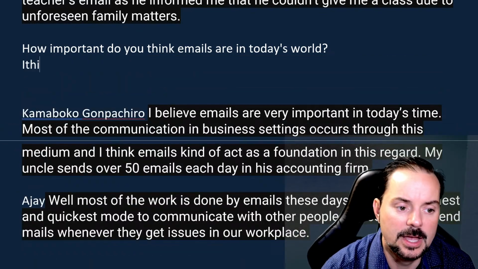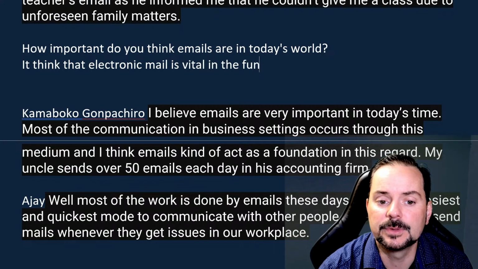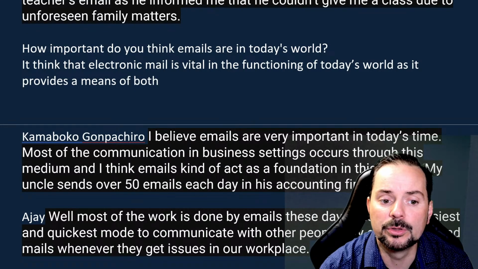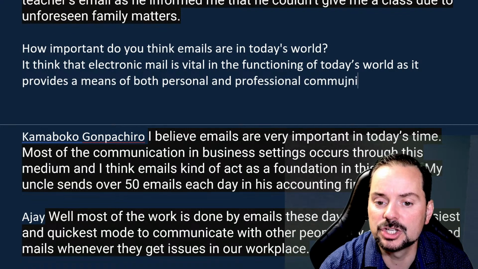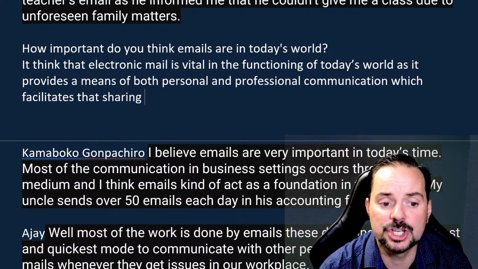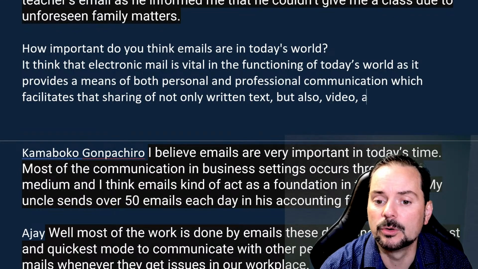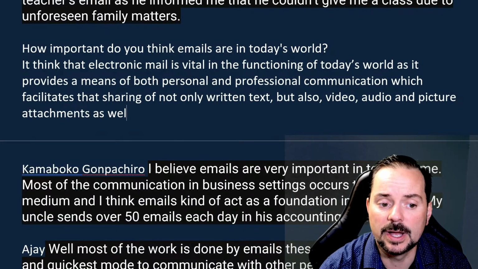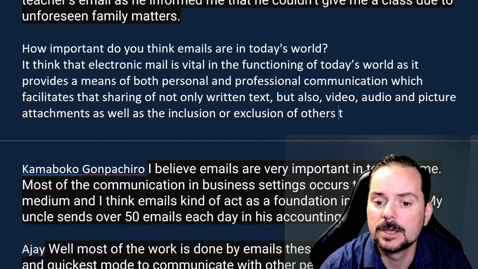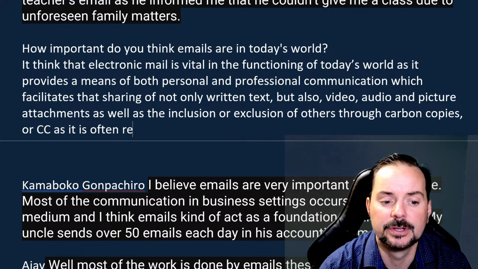my answer. I think that electronic mail is vital in the functioning of today's world, as it provides a means of both personal and professional communication, which facilitates the sharing of not only written text, but also video, audio, and picture attachments, as well as the inclusion or exclusion of others through carbon copies, or CC, as it is often referred to.